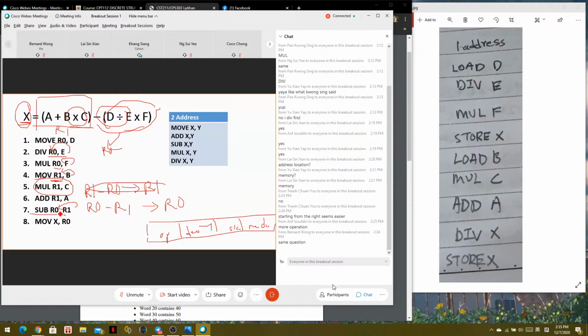Yeah, this one is correct. It should be R1. Then this one, yeah, should be R1 also. Okay, move the R1 to X. Yes, correct. Yep.